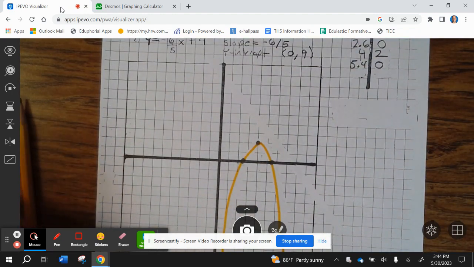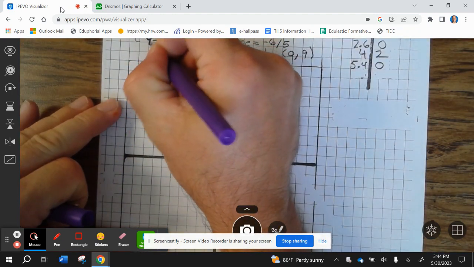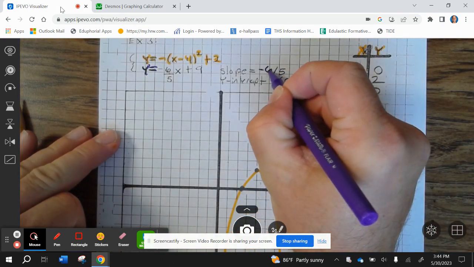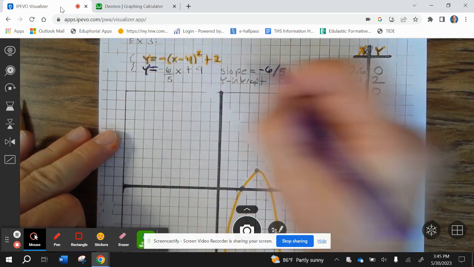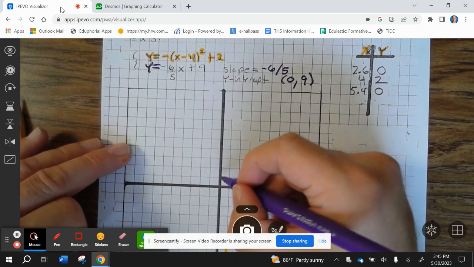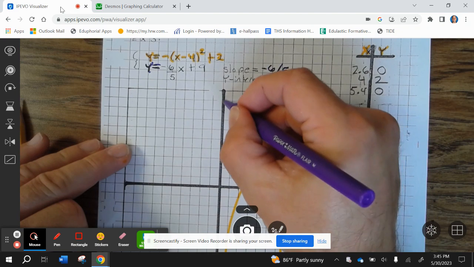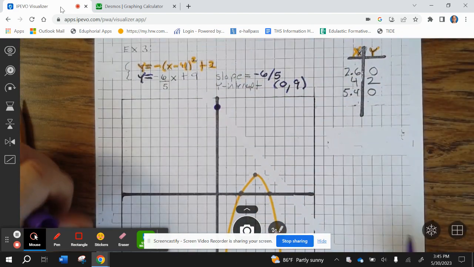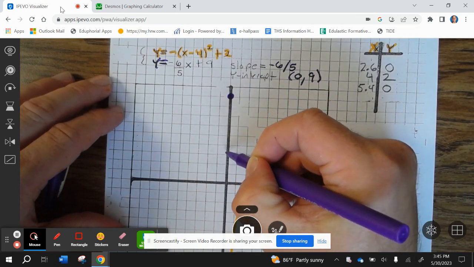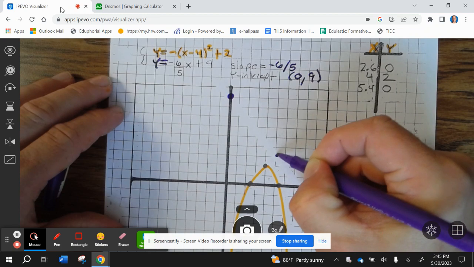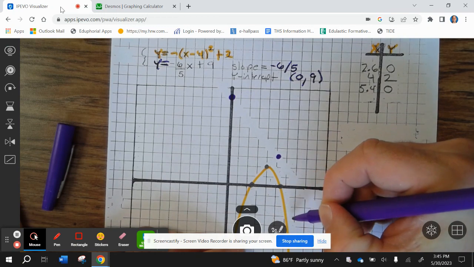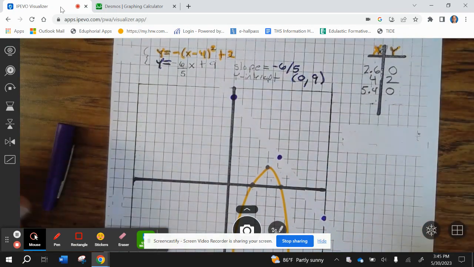Now, for the line, our slope is -6 divided by 5. And our y-intercept is 0, 9. So let's graph that first. So 0, 1, 2, 3, 4, 5, 6, 7, 8, 9. And then this tells us we go down 6 to the right 5. So down 1, 2, 3, 4, 5, 6 to the right 1, 2, 3, 4, 5. And then we go down 6 to the right 5 again. And then we draw a line.